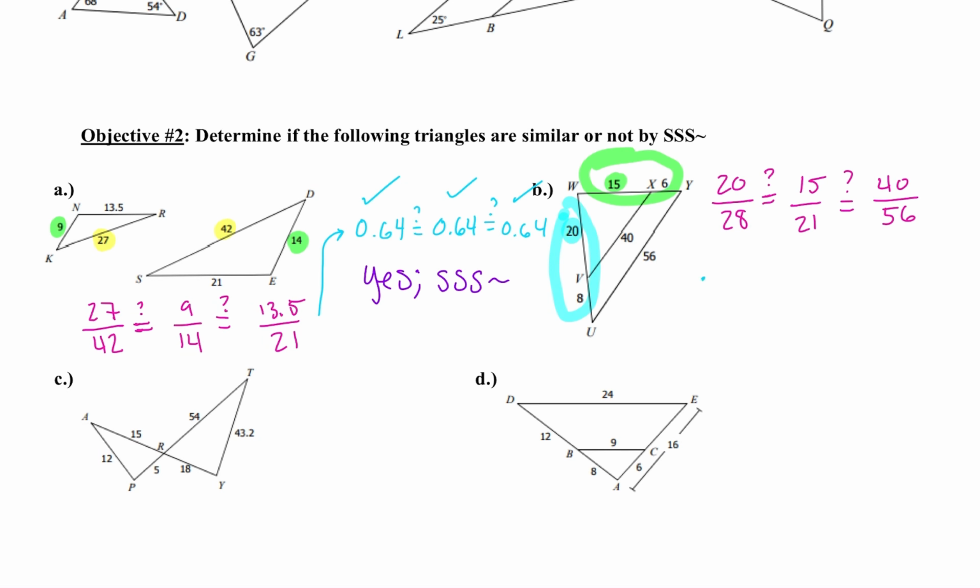All right, so checking this out. 20 divided by 28 gives us 0.71. 15 divided by 21 gives us 0.71. 40 divided by 56 gives us 0.71. So I would say, yes, these are similar by side similarity.